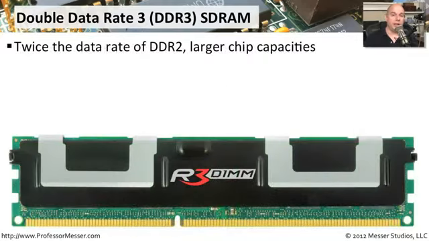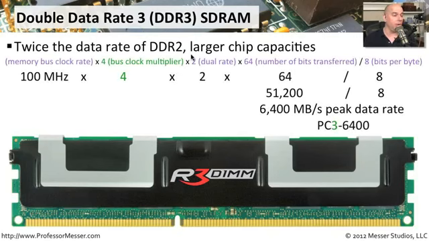The latest generation of DDR memory is DDR3, and as you can expect, it's twice the data rate of DDR2. We even have much larger modules that we can use in our computers today. The formula is very, very similar. The only thing you're really changing is the bus clock multiplier, which means you can take your 100 megahertz memory clock rate, and once you do the equation, you come up with a peak data rate of 6,400 megabytes per second. And we can see here that we put a 3 on the end of the PC3 to designate that this is DDR3 memory, and then our peak data rate of 6,400.